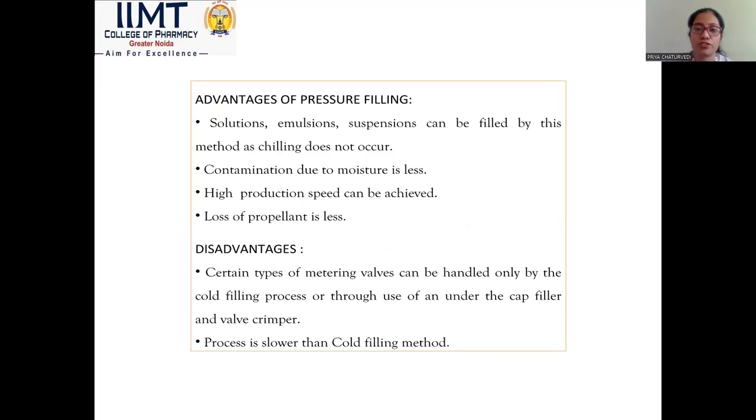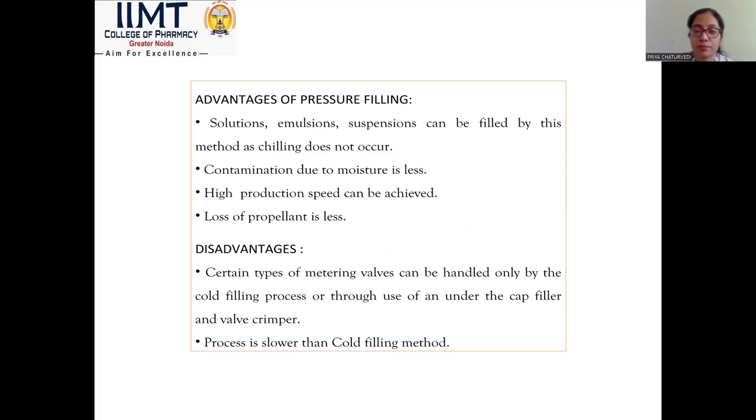Now, what are the advantages of pressure filling? The solutions, the emulsions, the suspensions can be filled by this method as chilling does not occur. Contamination due to moisture is less. High production speed can be achieved. Loss of propellant is less.